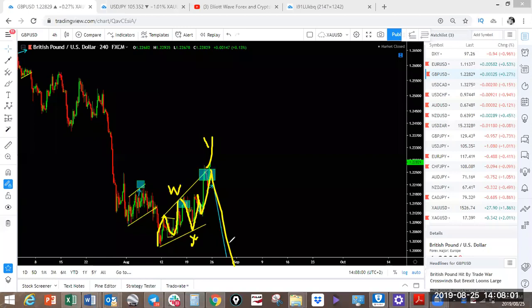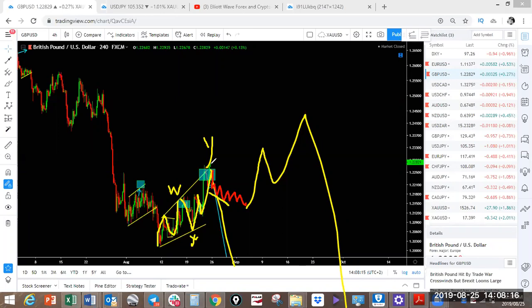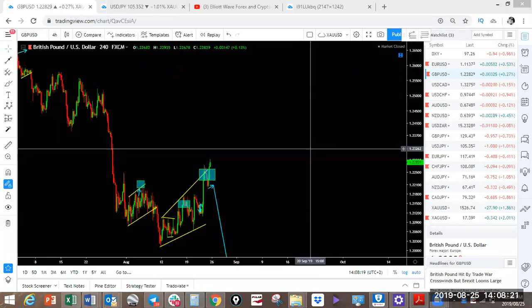We need to get an impulse from the box, and we have not gotten any impulse. So if that's not the structure, then we're going to get another double corrective structure, and we get 2. Then it's going to push higher. Okay, but that's just forecasting. Let's wait and see what we're going to get in the next week. Okay, that is pound US dollar on the 4-hour.